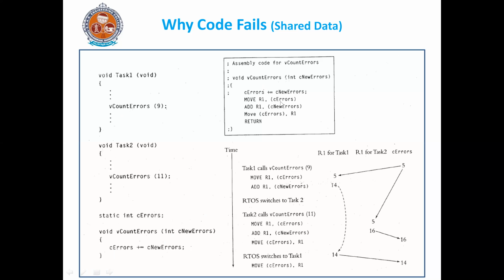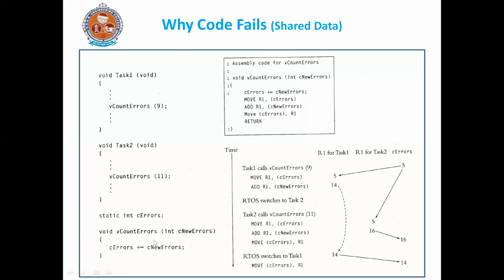First, we move cErrors to R1. Then we add cNewErrors, so whatever new value we have passed here is added to R1, which contains cErrors. These two are added and stored in R1. Next, we move R1 to cErrors. That means a single statement is written in assembly code as three statements.